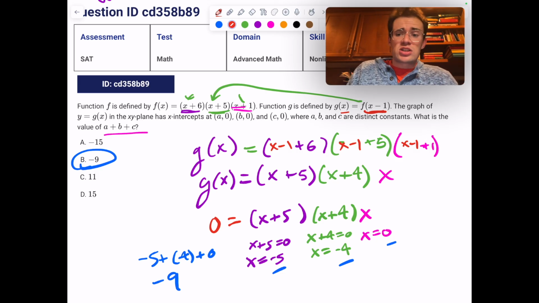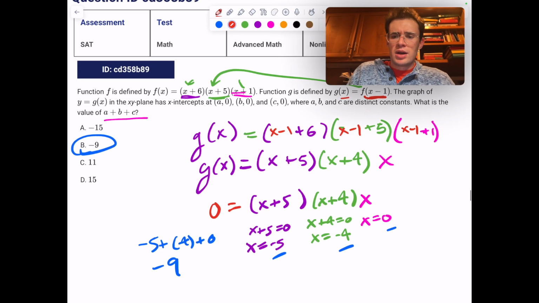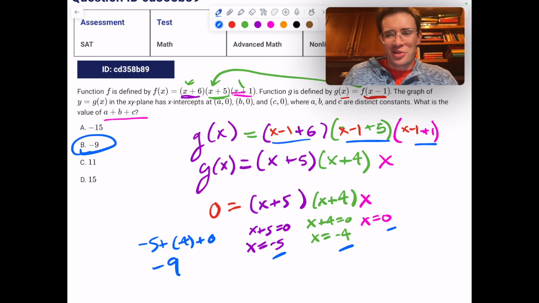Some functions you would actually have to square it. It would be a little bit annoying. But for this one, we're just doing the zeros. So I think the only thing that would trip people up is, potentially they could mess up this math if they're trying to do it by hand and just make some careless error.